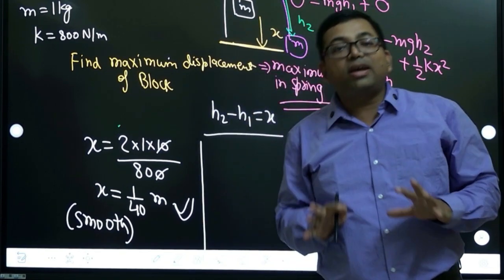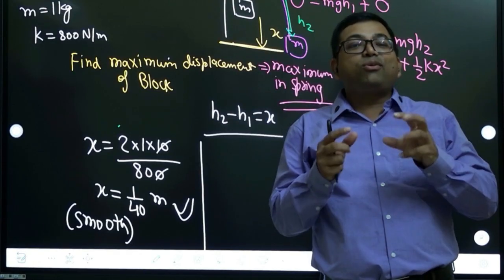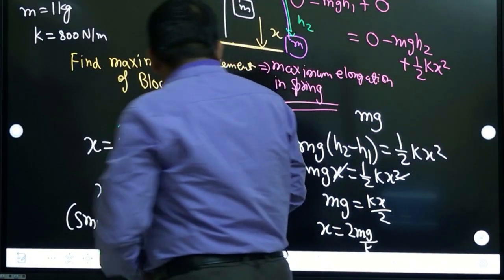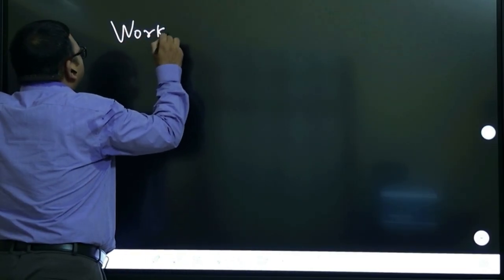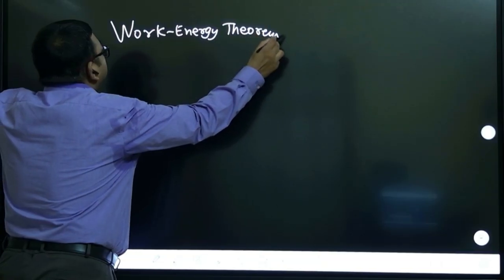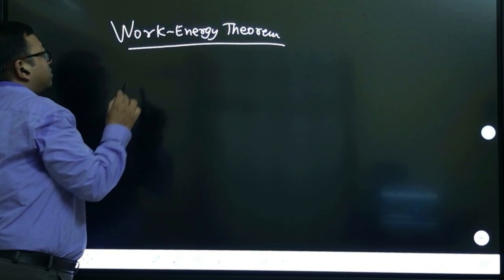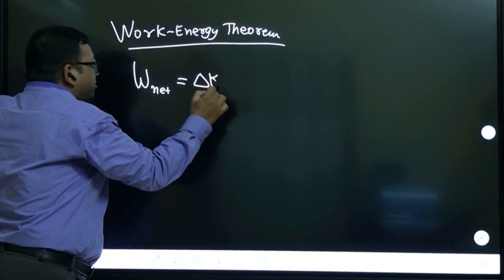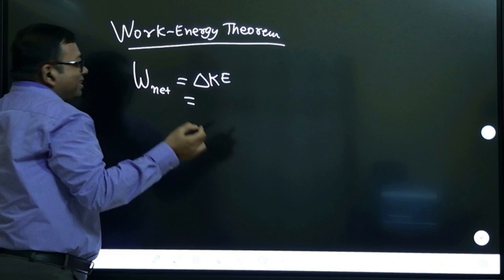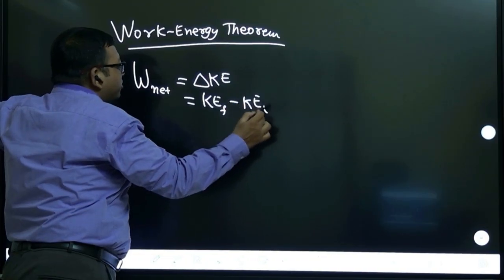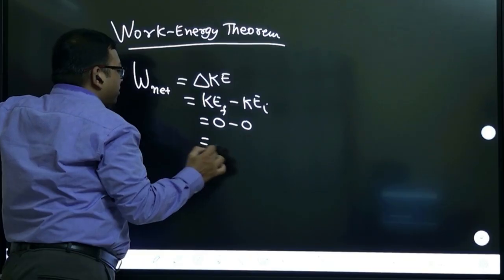That means now you cannot use energy conservation. You have to think of the work energy theorem. This is a very good example of the work energy theorem. Because initial kinetic energy is 0, final kinetic energy is also 0. So the system has final and initial 0, 0. So this is 0 minus 0, that is 0.